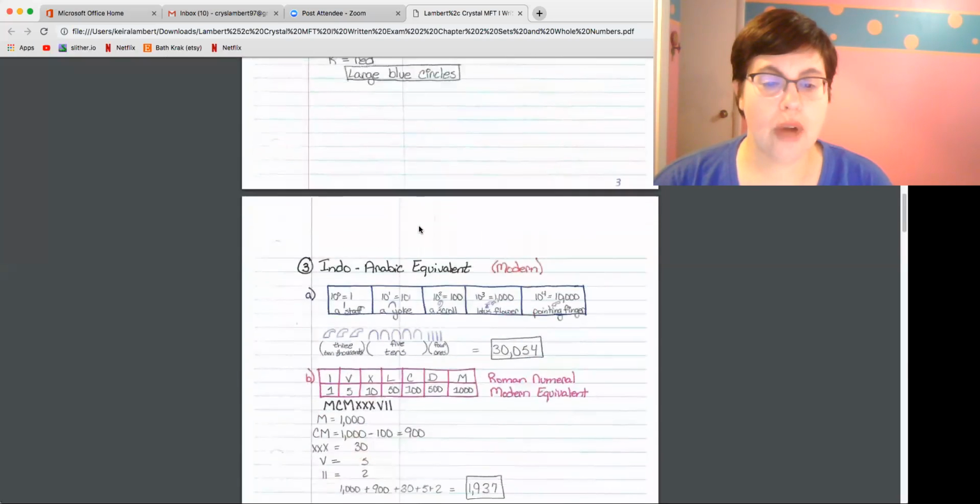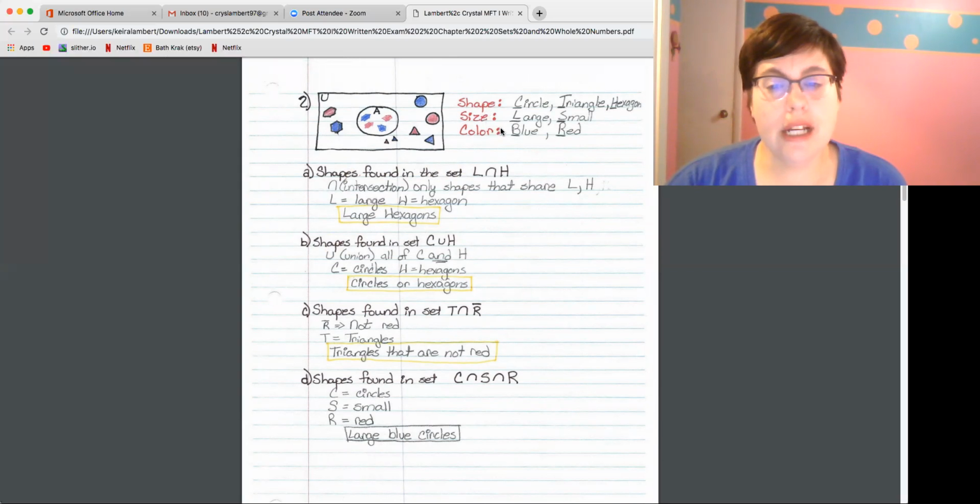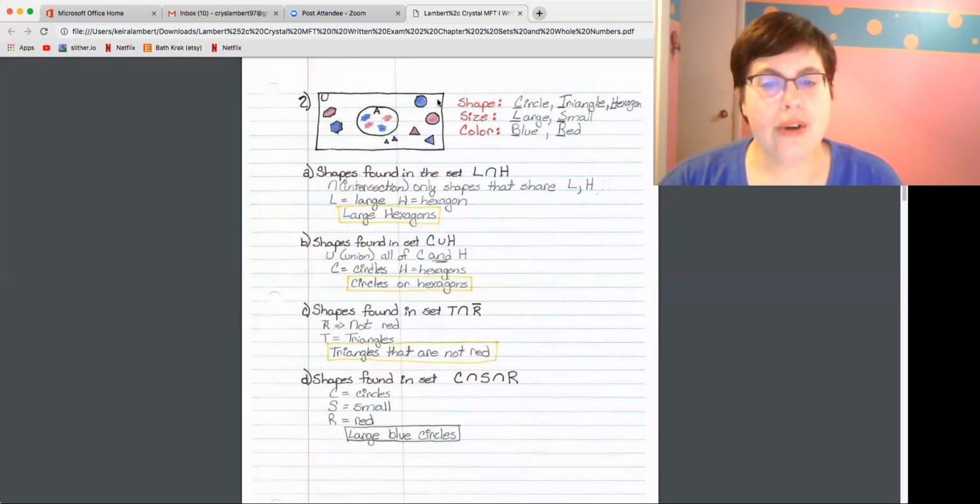Then we get down to problem 2. Problem 2 is similar to A. We're using the same union, intersection of set, and complement. Here, we know that there's shape, size, and color, and you have a bunch of letters. Don't worry, we're going to break this down. So what we see in here, we have red and blue. We have circles, triangles, hexagons. Then we have small, and we have large.